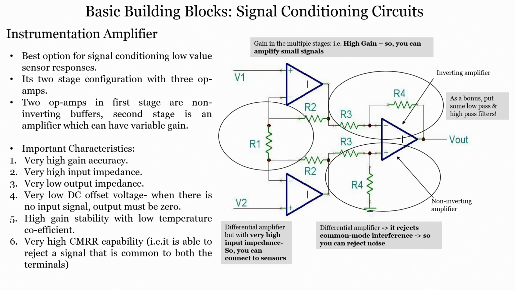So, let us see a very important amplifier that is used in a lot of signal conditioning circuits, and that is the instrumentation amplifier. The instrumentation amplifier has several advantages. Some of the important characteristics are: it has a very high gain accuracy, extremely high input impedance, low output impedance, and low DC offset voltage. When there is no signal input, the output should be 0. It also has high gain stability with a low temperature coefficient, as well as an extremely high CMRR.